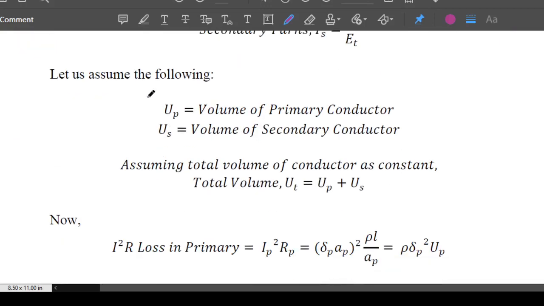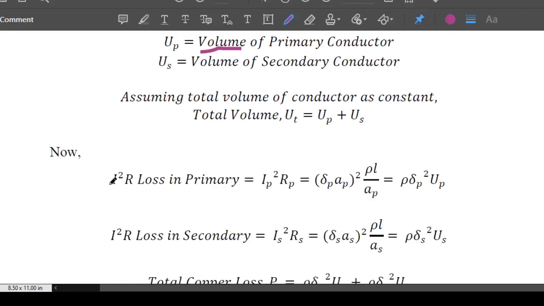For that, let us assume UP as the volume of the primary conductor, in meter cube, and US as the volume of the secondary conductor. If I assume the total volume as constant, then total volume is the sum of UP and US. Let me take it as UT, total volume. Now, what is the copper loss in primary? I square R loss in primary, that is IP square into RP.